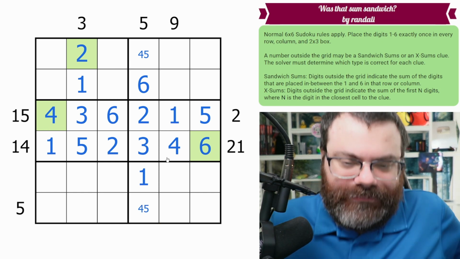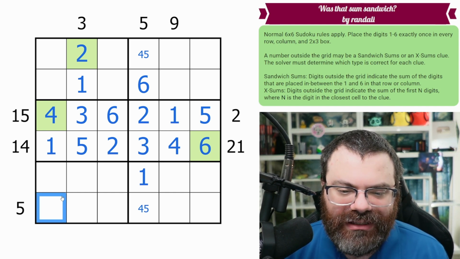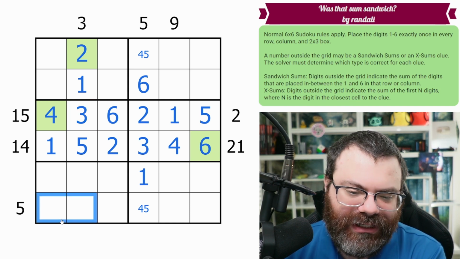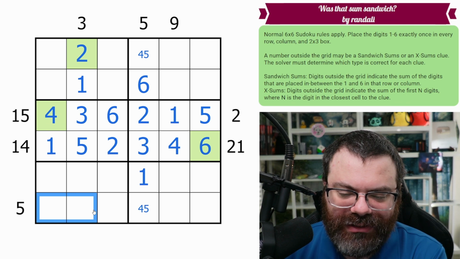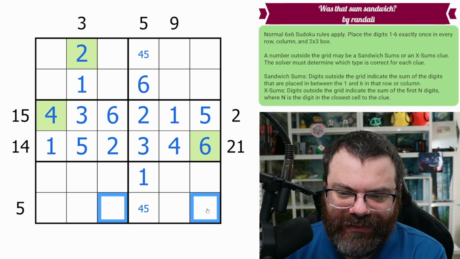What else do we want to think about? Maybe this 5 over here. So if this was an X sum clue, we'd have to do 2, 3, and that clashes. So it's not an X sum clue. It is a sandwich clue. And where does the 1 go? The 1 goes in one of these 2 spots, and then the 6.